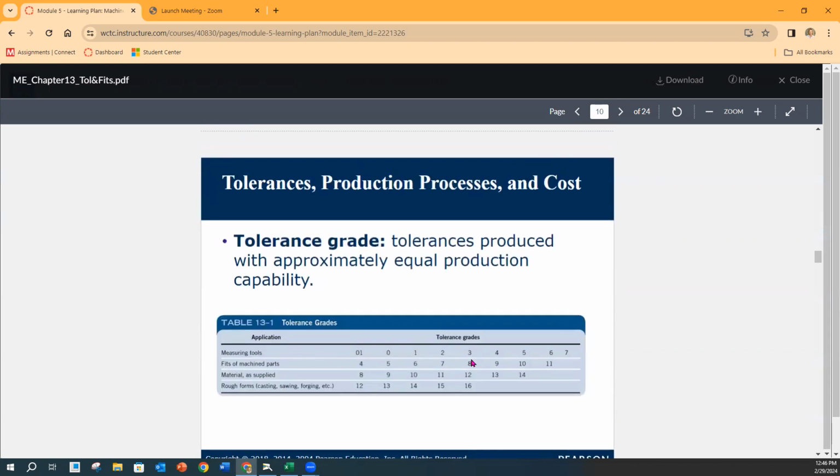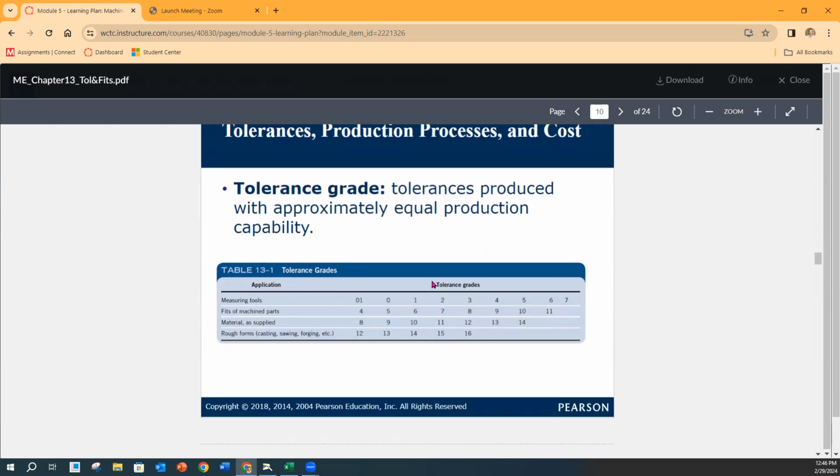As we look here, the next thing we're going to look at is tolerance grades. Tolerance grades are the tolerances that are produced with approximately equal production capabilities. You're going to notice that we have a number of tolerance grades here on the inside, and they go from 0, 1, all the way up to 16. On each one of these lines, we progressively go from a very accurate measuring tool, such as a micrometer or calipers, up to more rough forms like castings, sawing, or forging, or parts that would have been forged. And as those numbers get larger, the tolerance grade or the tolerance level also gets larger, or my target gets wider.